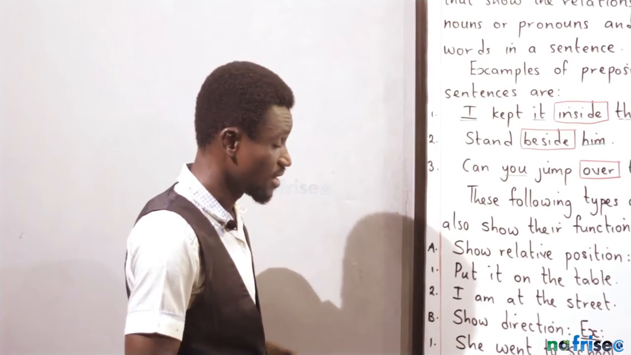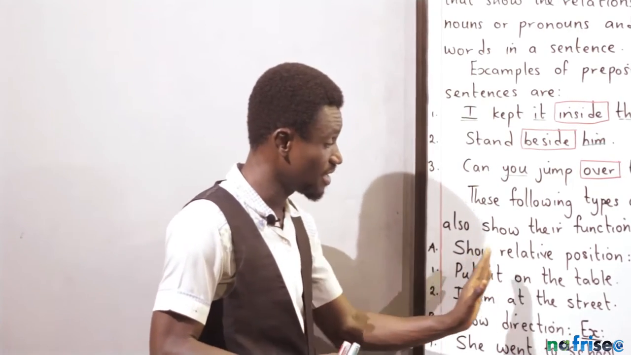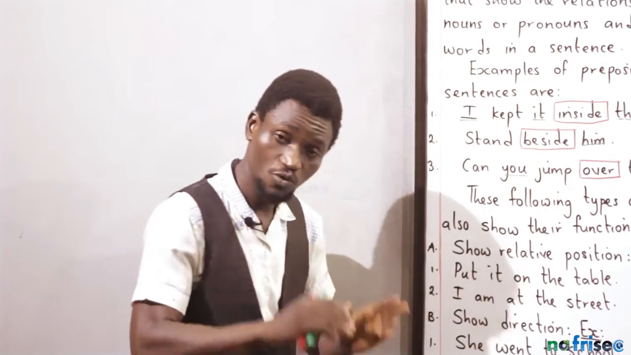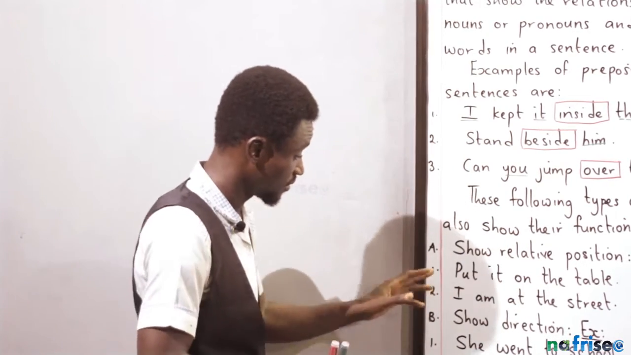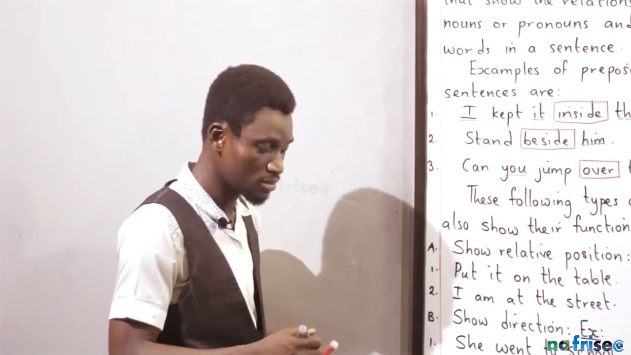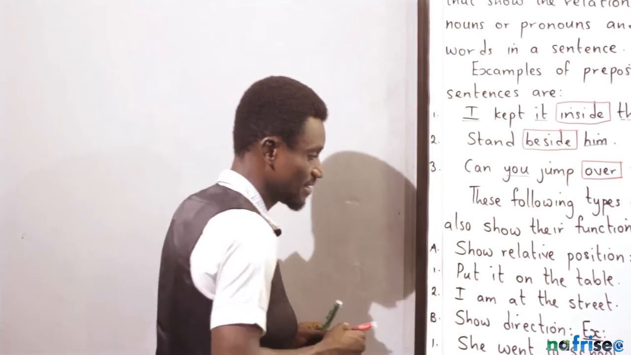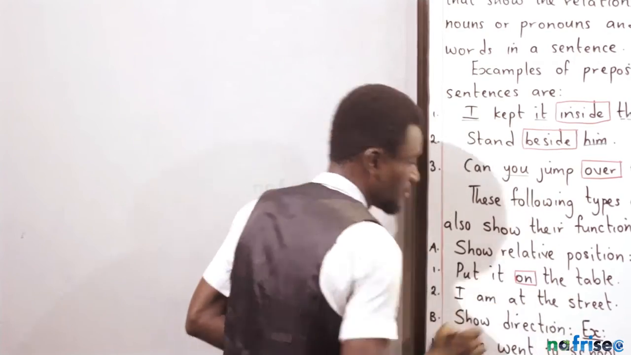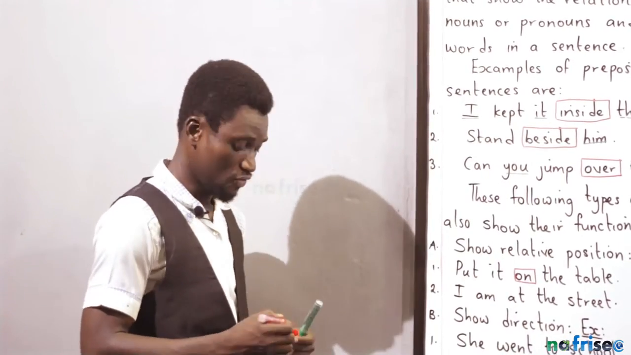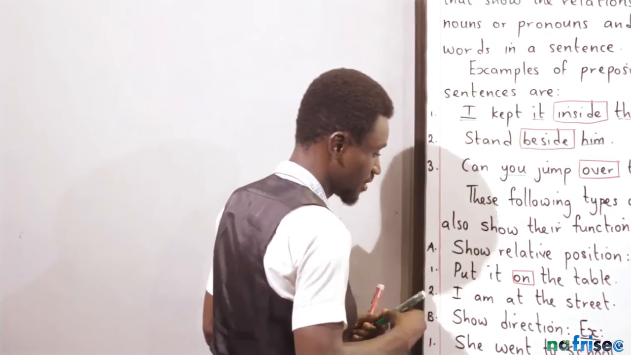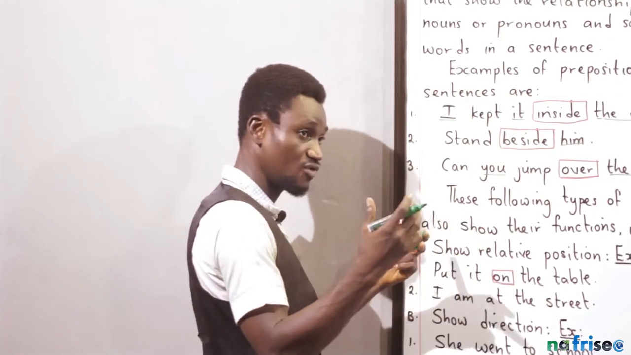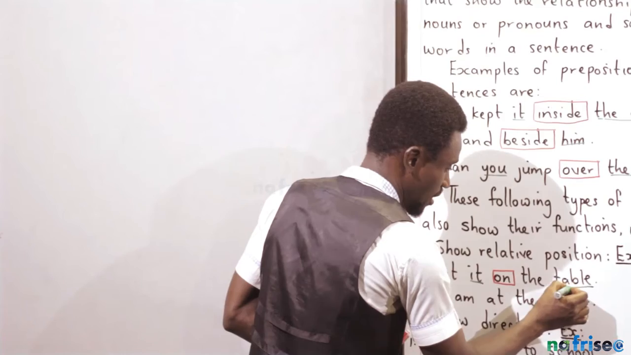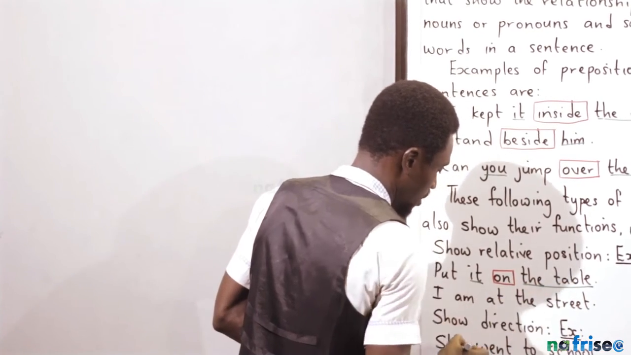Now let's look at this. There are some prepositions that show relative position, that is where something is positioned. Now look at example 1. We say, put it on the table. Put it on the table. On is the preposition here. So we know the relationship is showing for it and the table.